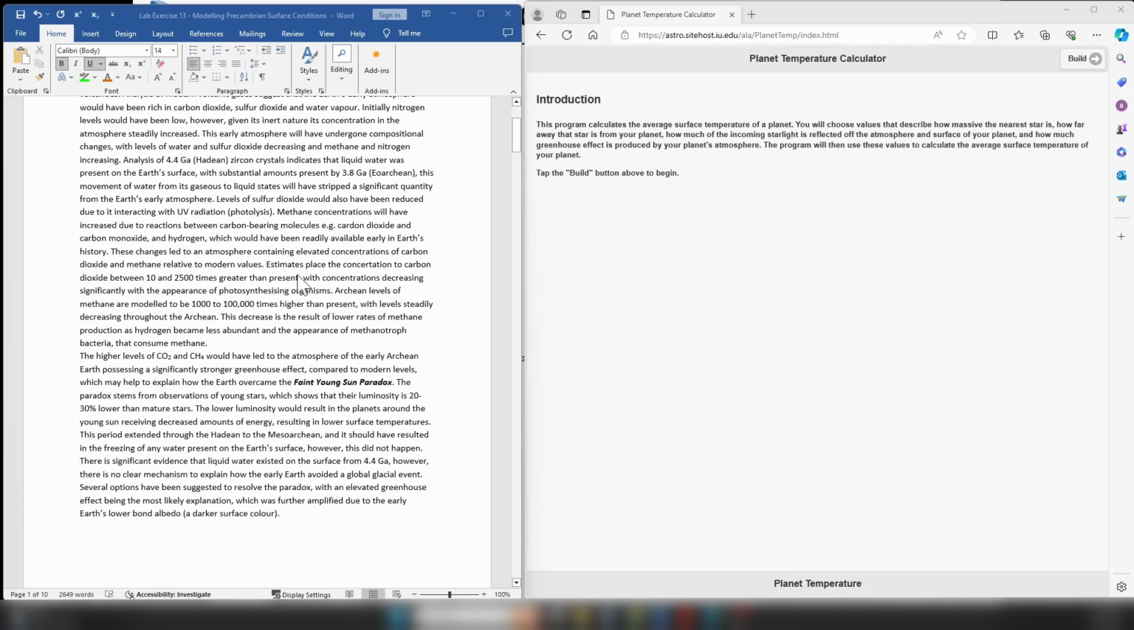Now, in the case of sulfur dioxide, that's going to steadily be reduced over time due to its interaction with ultraviolet radiation. So it's steadily going to be destroyed. There's nothing particularly special about that. Now, methane concentrations will have steadily increased over time, and this is due to the reaction between carbon-bearing molecules, so that we're talking carbon dioxide and carbon monoxide, and hydrogen. Now, you're probably thinking to yourself, hold on a minute, hydrogen is not a particularly common element in the Earth's atmosphere. It makes up only a tiny fraction of it.